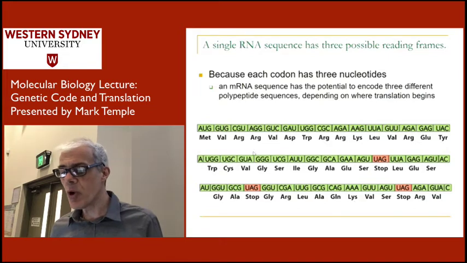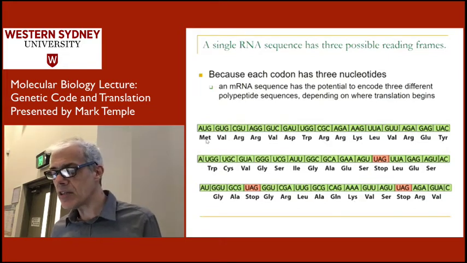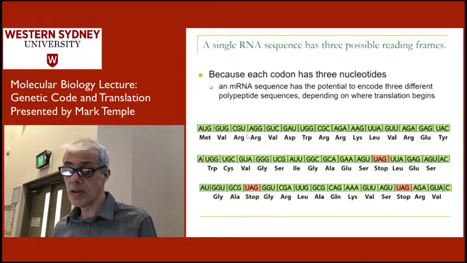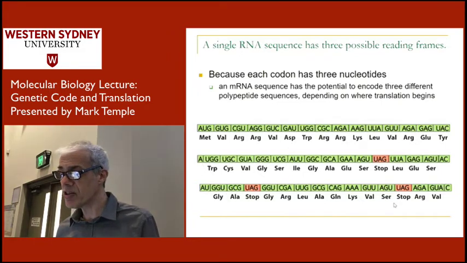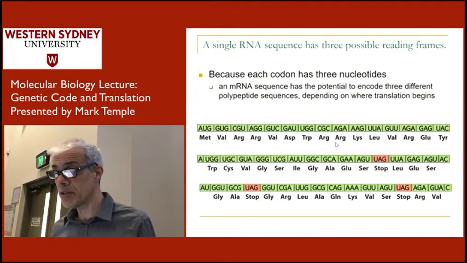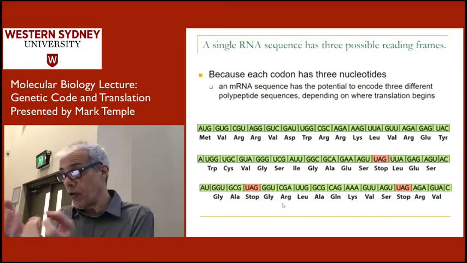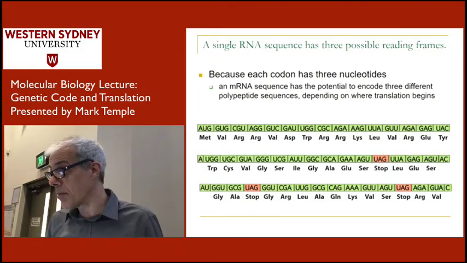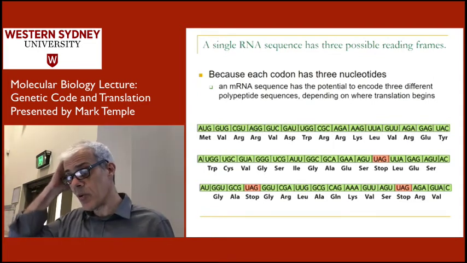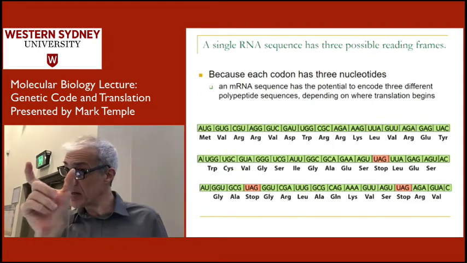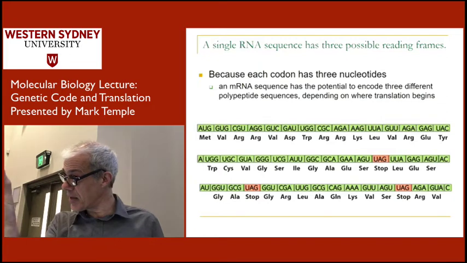So we have three possible reading frames, and each of those reading frames would give you a completely different amino acid sequence. Okay? So there's no similarity between any of these three amino acid sequences based on one messenger RNA. So if I'm looking at a messenger RNA sequence on a computer and someone says, what's the protein sequence? Well, you're going to scratch your head and go, well, I don't know. It depends where the reading frame is. Do I start at this base, or this base?